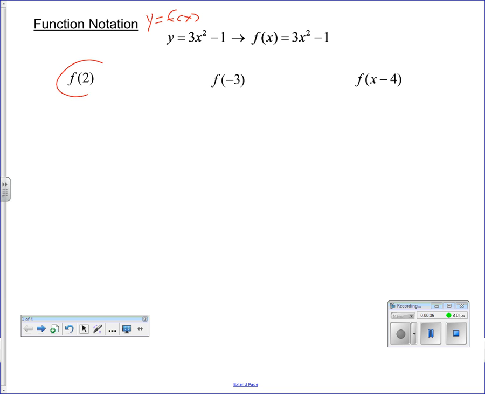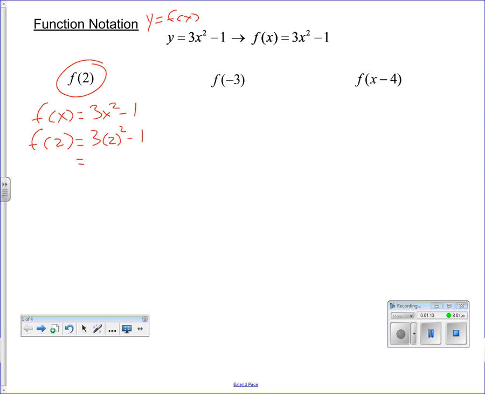So for f of 2, 2 is the domain, 2 is the input, and I want to know what the output is. If your equation is f of x equals 3x squared minus 1, in your equation you replace the x with the 2. Instead of f of x, I have f of 2. I replaced x with 2. So that's exactly what I need to do in my equation. Instead of 3x squared minus 1, I replace x with 2. And then I follow out the algebra.